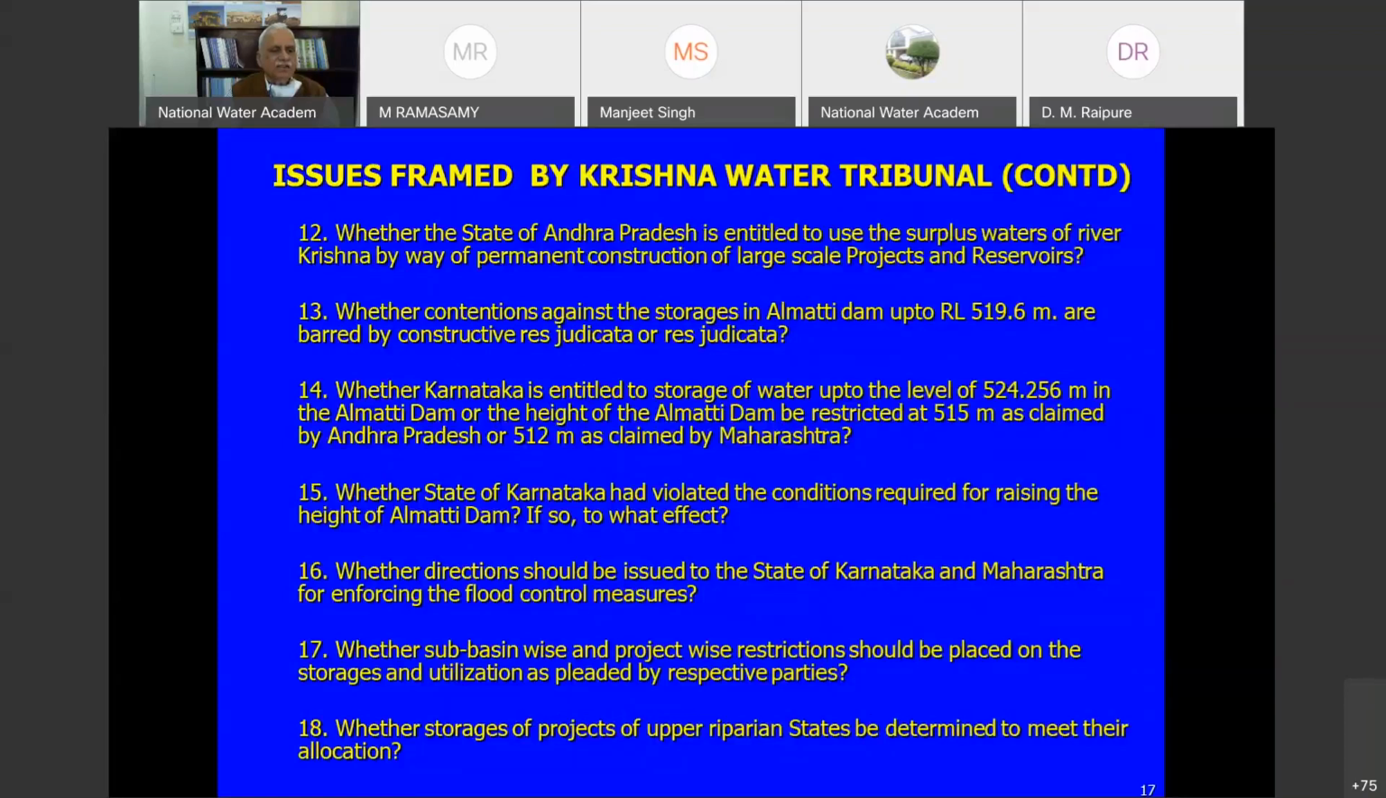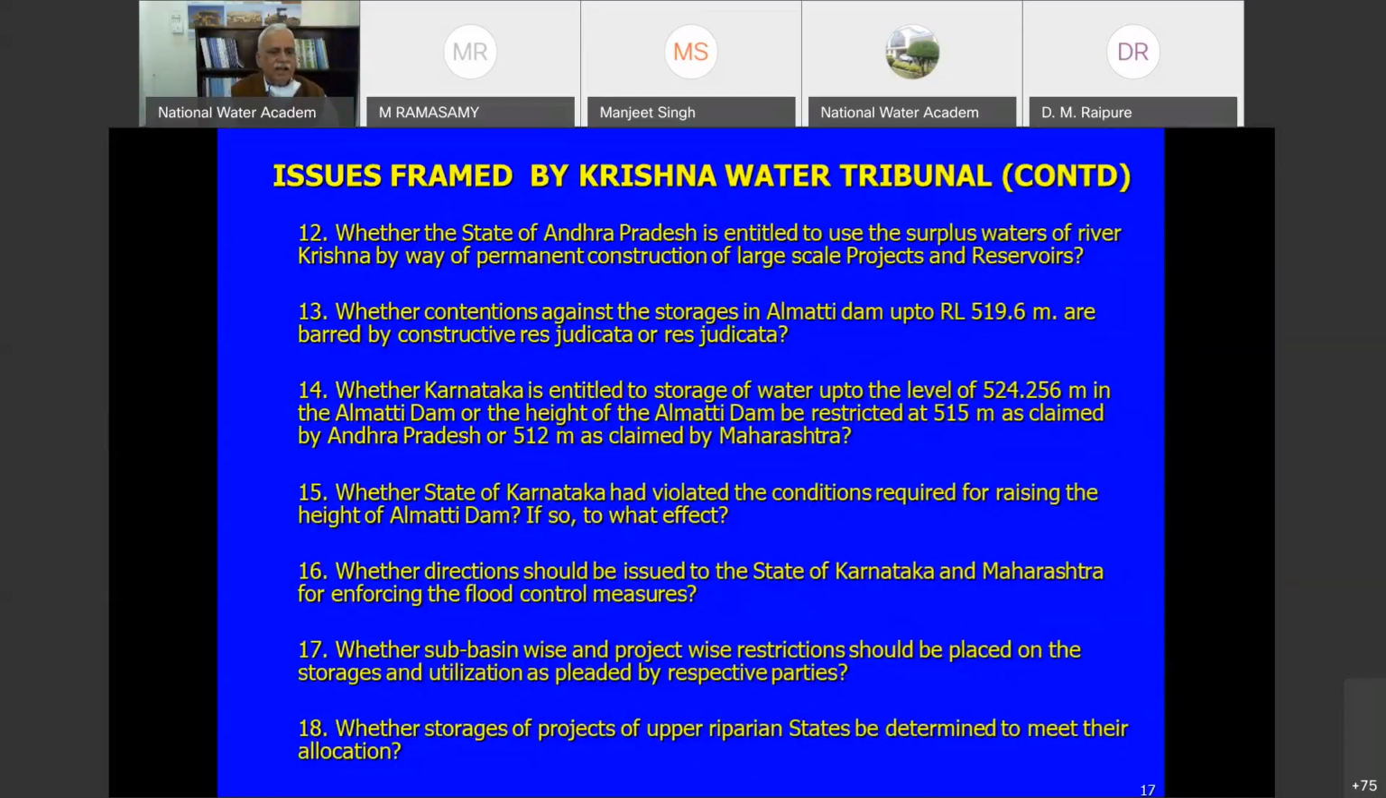Issue number 13, whether contentions against the storages in Almatti Dam up to 519.6 meter are barred by constructive res judicata or res judicata. Issue number 14, whether Karnataka is entitled to storage of water up to a level of 524.256 meter in the Almatti Dam, or the height of the Almatti Dam be restricted to 515 meter as claimed by Andhra Pradesh or 512 meter as claimed by Maharashtra.